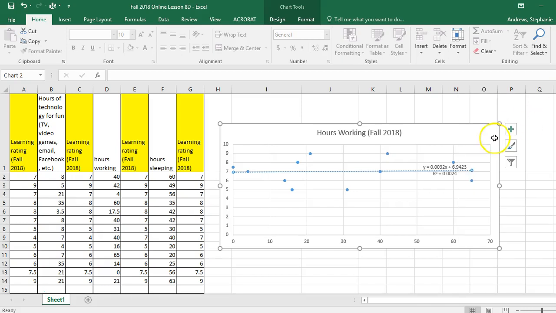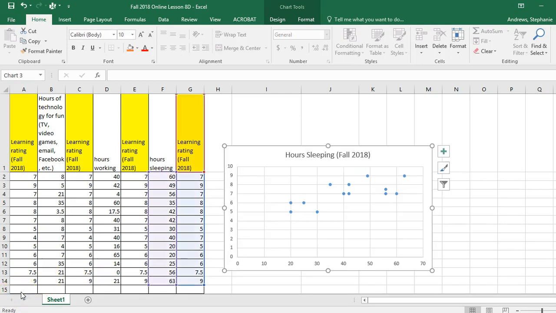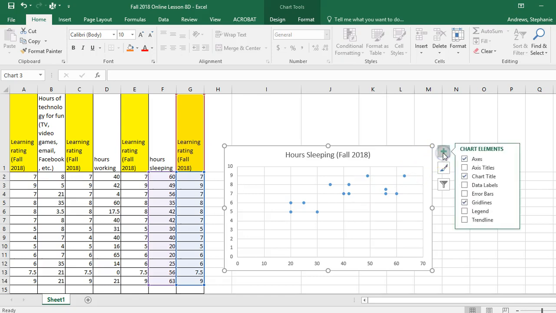I need you to write these pieces of information down also. For the hours working, you need to write that the m is 0.0032. You need to write that the y-intercept is 6.94, and the r squared is 0.0024. Finally, I've highlighted the last two columns to compare sleeping with learning. And notice that this scatter plot actually is looking organized, like a line going up to the right. So let's get its data. Let's get the trend line.